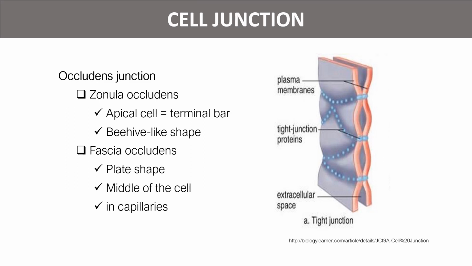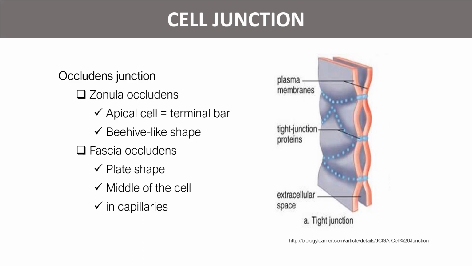Occludens junction, also known as a tight junction. There are two types of occludens junction, zonula occludens and fascia occludens. The zonula occludens is located at the apical of the cell. This cell junction creates a very tight area that is impermeable to other materials. The goal is to prevent unwanted substances entering or leaving the cell, similar to putting cement between tiles. So there are textbooks that give them the term cementing substances for this junction.